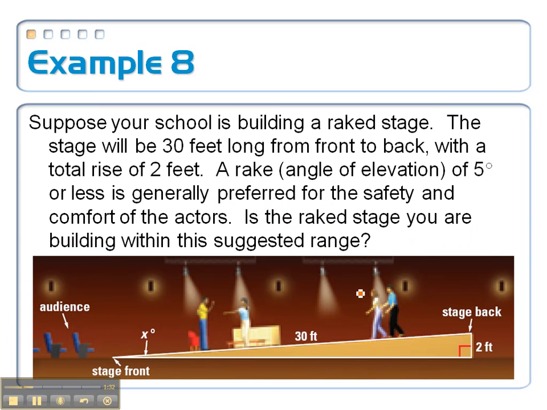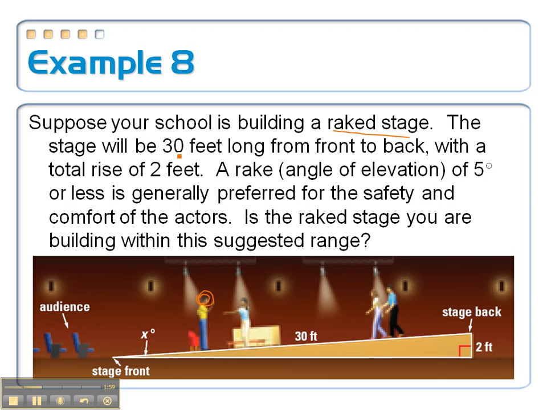On example 8, let's pretend that we are building a raked stage at our school. What a raked stage is, it looks like a ramp here. Usually you build it on a flat surface. It's those times when you can't see the actors in the back over the heads of the people in front, because these people have too big of heads, as you can see from this guy right here. So you make it into a ramp.